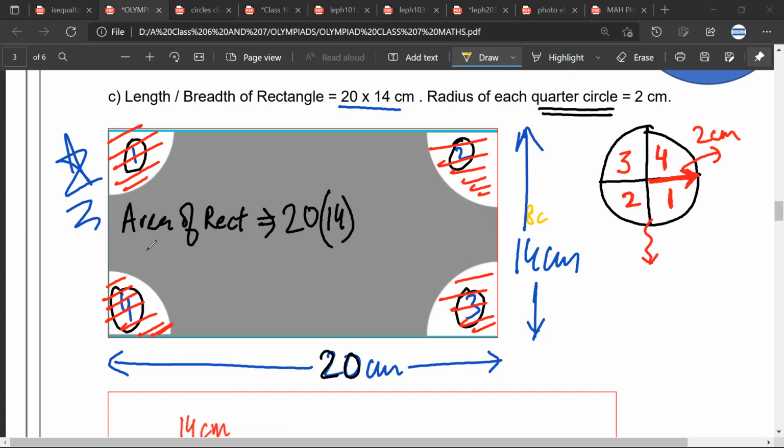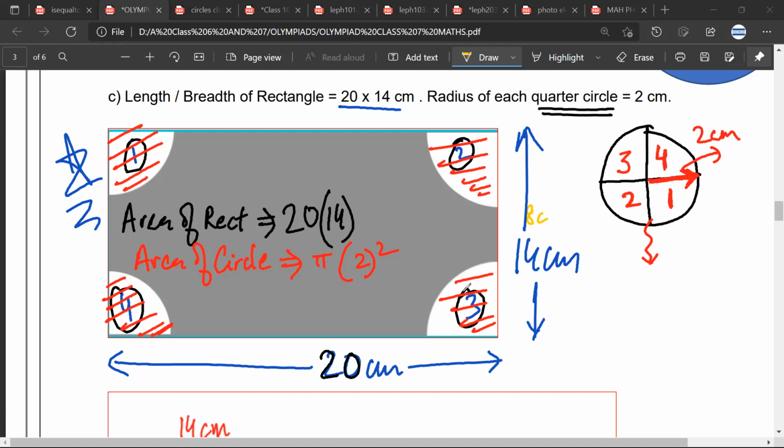So Mr. Satya, what will be the area of the circle? So pi into 2 square. Pi into 2 square. Sarthak, is it correct? Yes, sir.